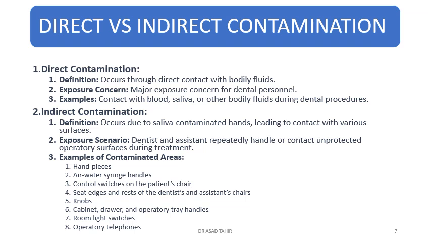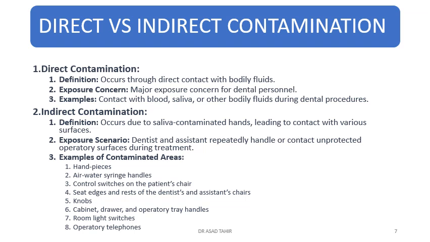Direct versus indirect contamination. Direct contamination. Definition, occurs through direct contact with bodily fluids. Exposure concern, major exposure concern for dental personnel. Examples, contact with blood, saliva, or other bodily fluids during dental procedures. Indirect contamination. Definition, occurs due to saliva-contaminated hands, leading to contact with various surfaces. Exposure scenario, dentist and assistant repeatedly handle or contact unprotected operatory surfaces during treatment.